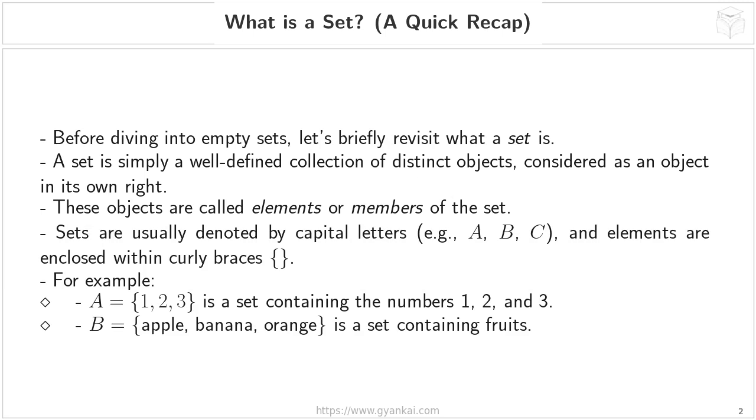Let me give you a couple of examples. If we have a set A, and inside it we put 1, 2, and 3, written as {1, 2, 3} within the curly braces, that means set A contains the numbers 1, 2, and 3. And similarly, if we have a set B, and inside it we put the words apple, banana, and orange, that means set B contains those 3 fruits. See how easy it is? We're just grouping things together and giving the group a name.